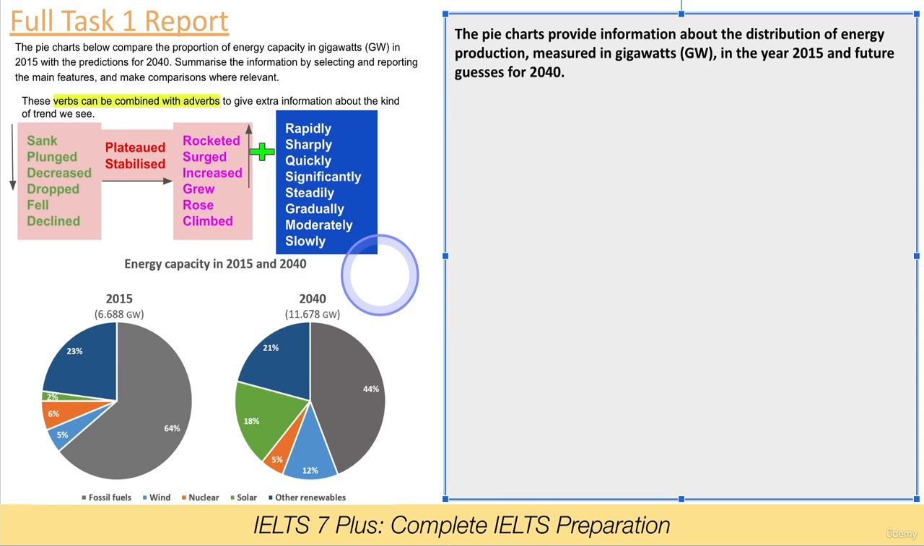Okay, let's read this back. The pie charts provide information about the distribution of energy production measured in gigawatts in the year 2015 and future guesses for 2040. Okay, I think that's good.